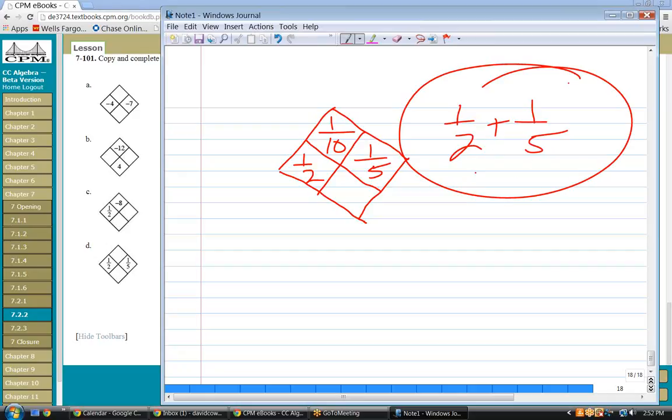Find a common denominator. 10. Okay. How many tenths is 1/2? 5/10. And how many tenths is 1/5? 2/10. So 7/10. That's how you do it.